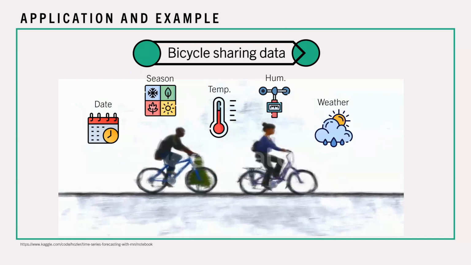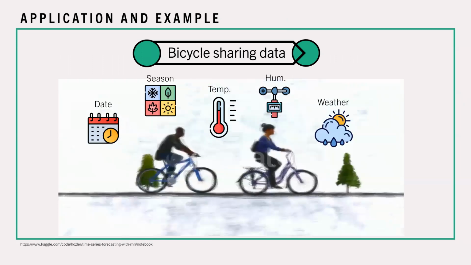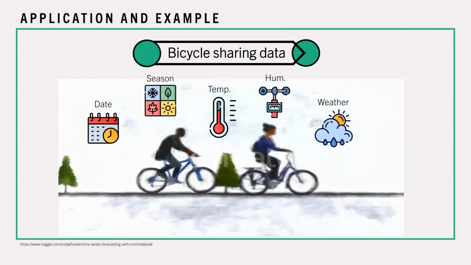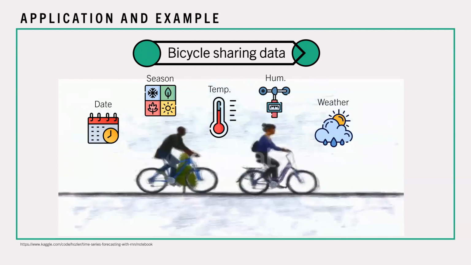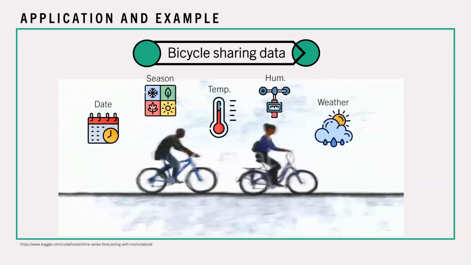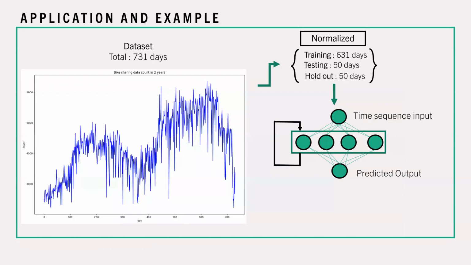After we understand the concept of recurrent neural networks, let's see how this works in a real situation. In the example, we have created a model to predict how many bicycles will be rented in the following days, with features like date, season, temperature, humidity, weather, etc. We used Keras library for setting up the simple neural network, RNN.